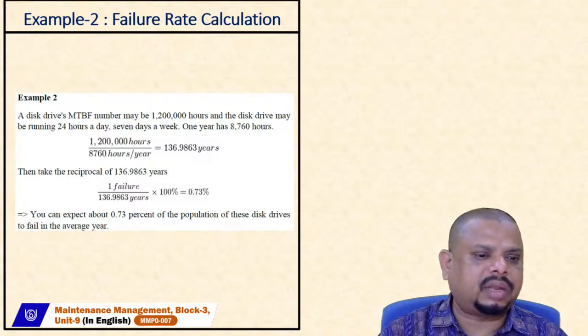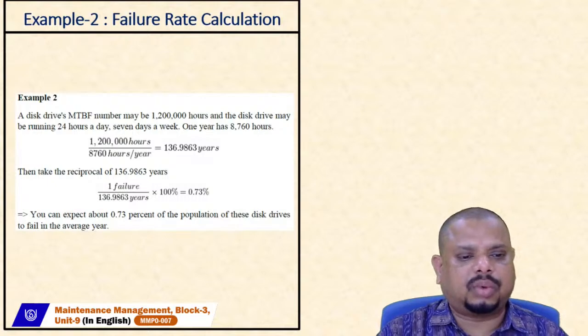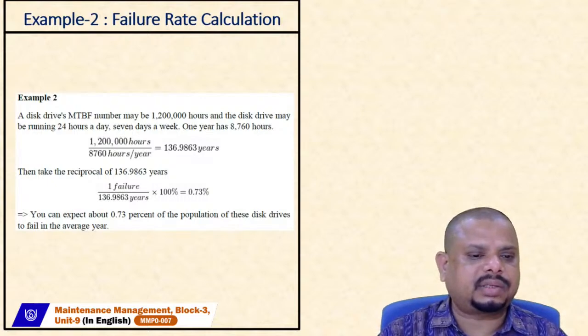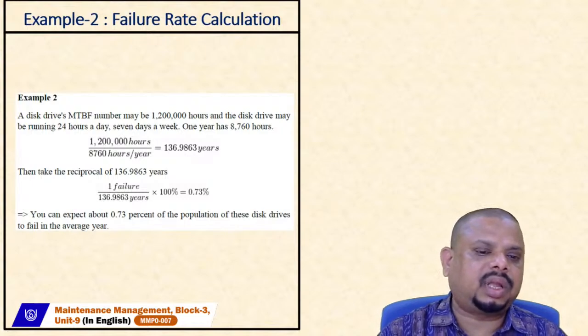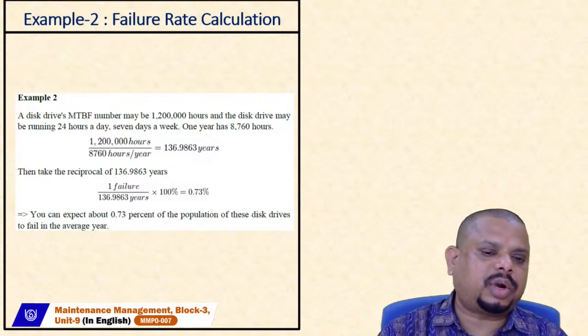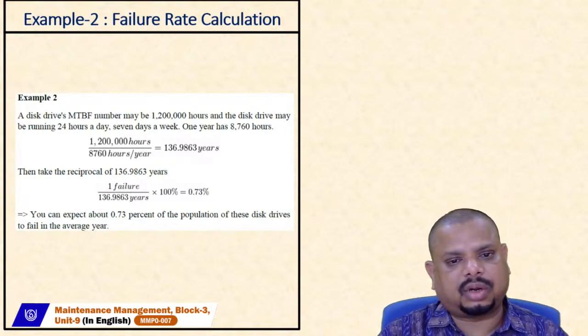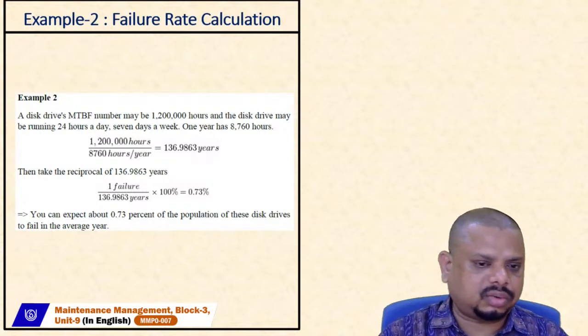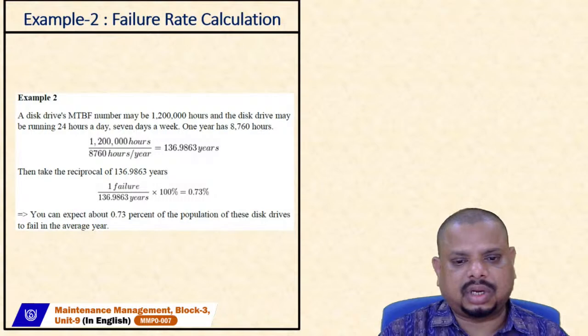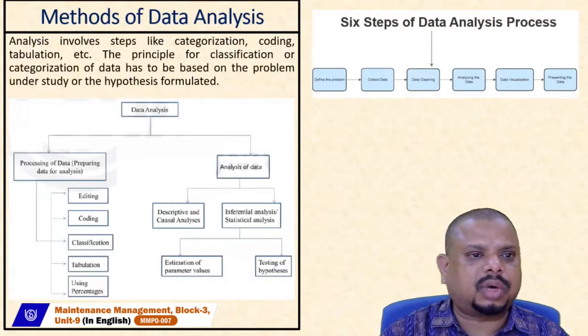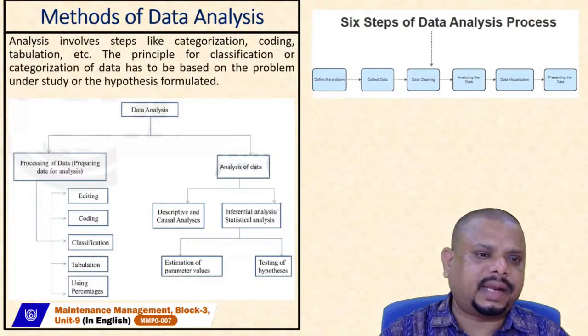136.9863 years. And if you take the reciprocal of 136.9863 years, that is one failure divided by 136.9863 years, times 100, that equals 0.73%. So you can expect about 0.73% of the population of this disk drive to fail in an average year. In this way, you can also calculate the failure rates of different components with reference to different departments, different companies, and different organizations. Moving to the next one, the method of data analytics.